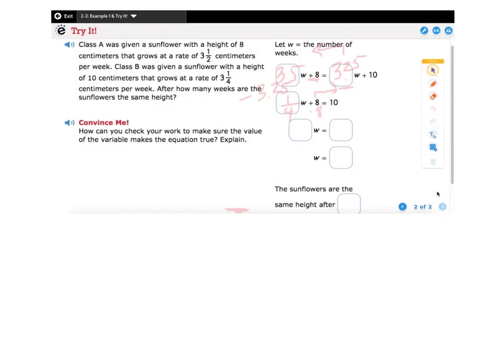Now I've got to move 8 over here to the other side. We do that with subtracting 8. 10 minus 8 is 2. So I'm left with 1/4 W equals 2. And again, you have a fraction. We don't divide by 1/4. We multiply, right, by its reciprocal, 4/1. So multiply here by 4 over 1. This turns into 8. That's what W is equal to. Remember, W, they told us up here, is the number of weeks. So the sunflowers are the same height after 8 weeks.